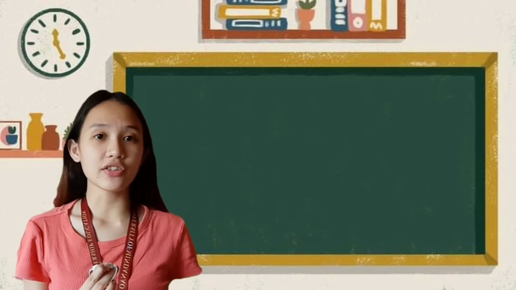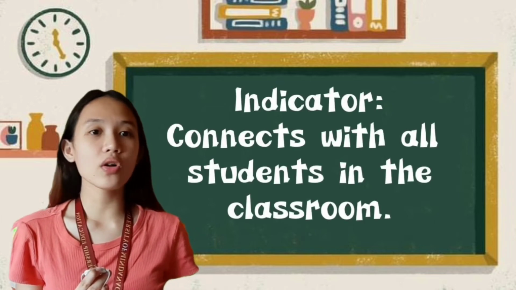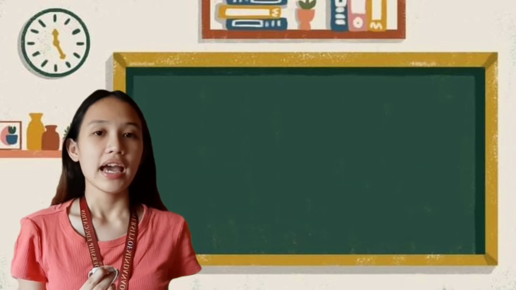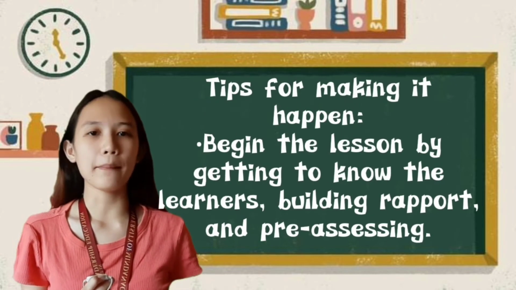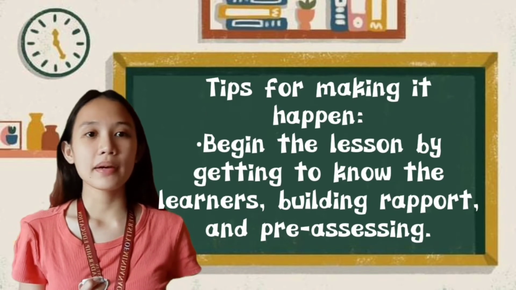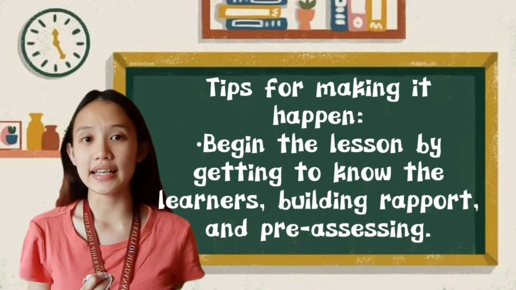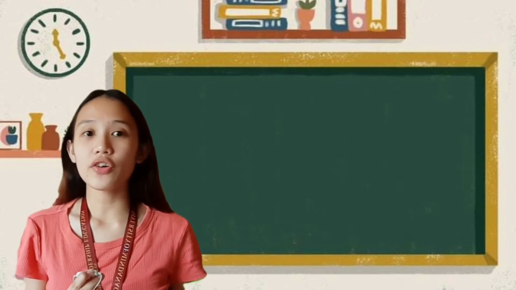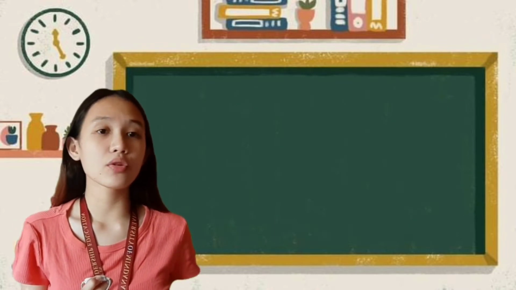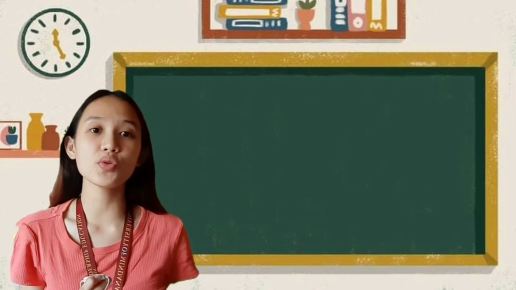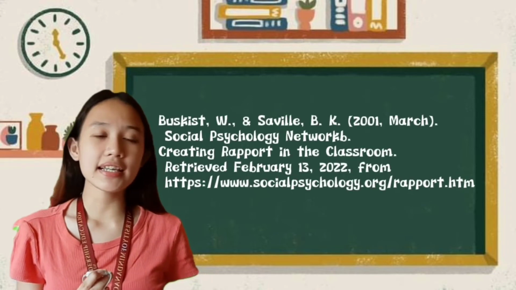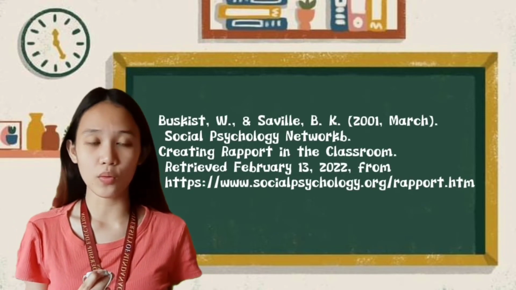Our first indicator is connects with all students in the classroom, and this is the tip for making it happen. Begin the lesson by getting to know the learners, building rapport, and pre-assessing. And I have searched on the web on how you can make rapport together with your students, and this is from Bastiste and Saville in 2001.